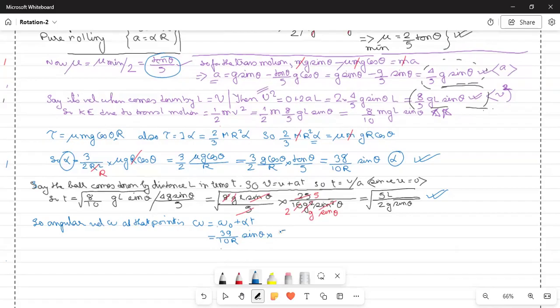It is 5L by 2g sine theta whole under root. We bring the whole thing under the root symbol. That will be easier to find out. So 3g becomes 9g square, sine theta becomes sine squared theta, divided by 10R becomes 100R square, multiplied by 5L multiplied by 5L.